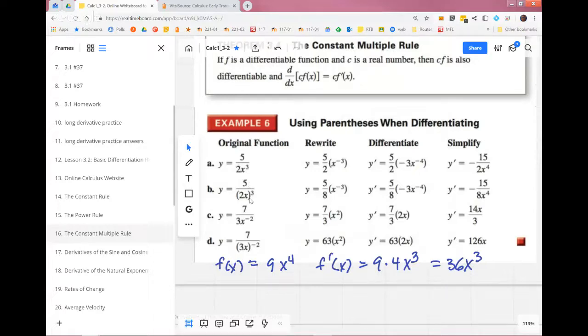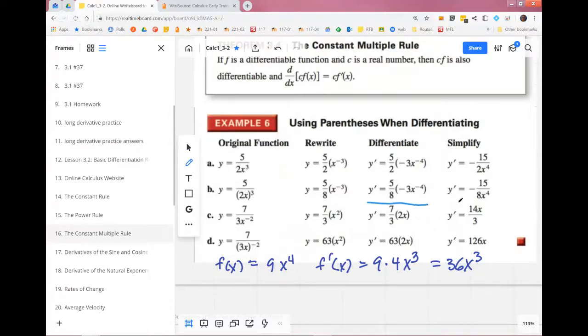Let's look at part B. Y equals 5 over, oh, watch out, 2x in parentheses to the third. That means I not only have x to the third, I also have 2 to the third, right? So that really winds up being 5 over 8. And x is downstairs, so it's x to the -3. Now go ahead and follow the power rule. -3 multiplied by the whole thing out in front, reduce the power by 1.